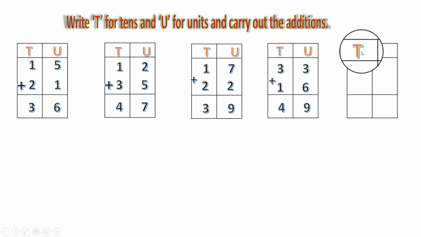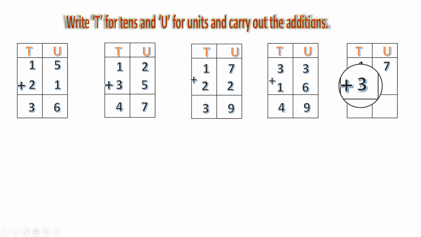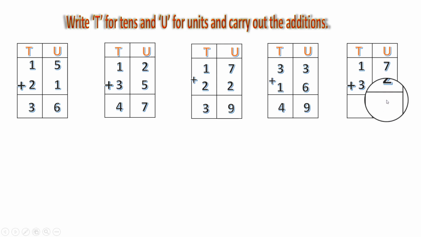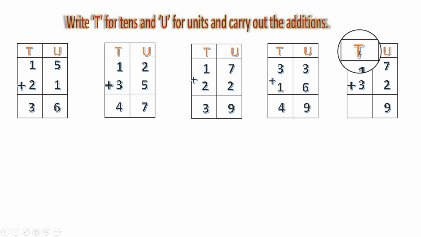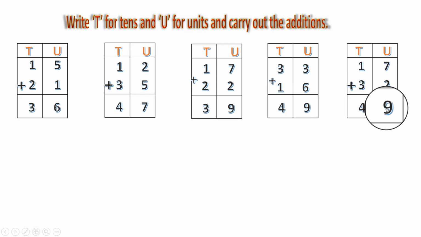Now we take another example. T for tens and U for units. 1 ten 7 units plus 3 tens 2 units. 7 and 2 numbers in unit place. When we add them, we get 9. 1 and 3, these numbers are tens place. When we add them, we get 4. 17 plus 32 is equal to 49.